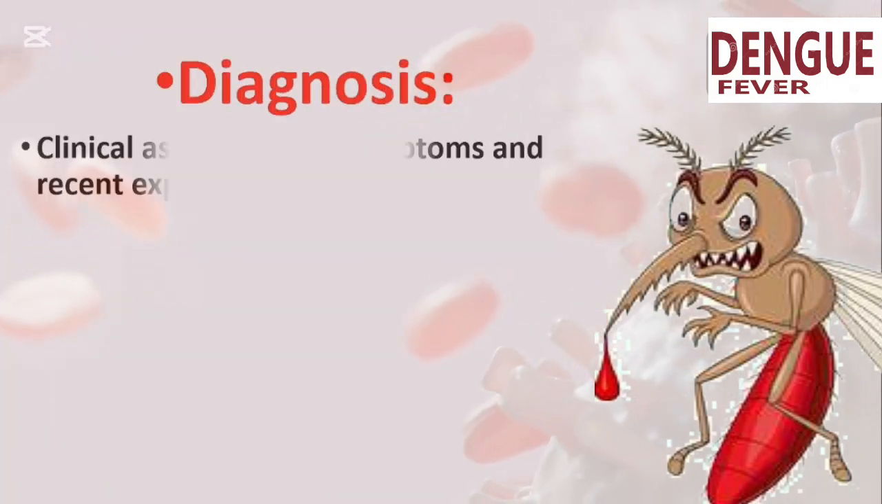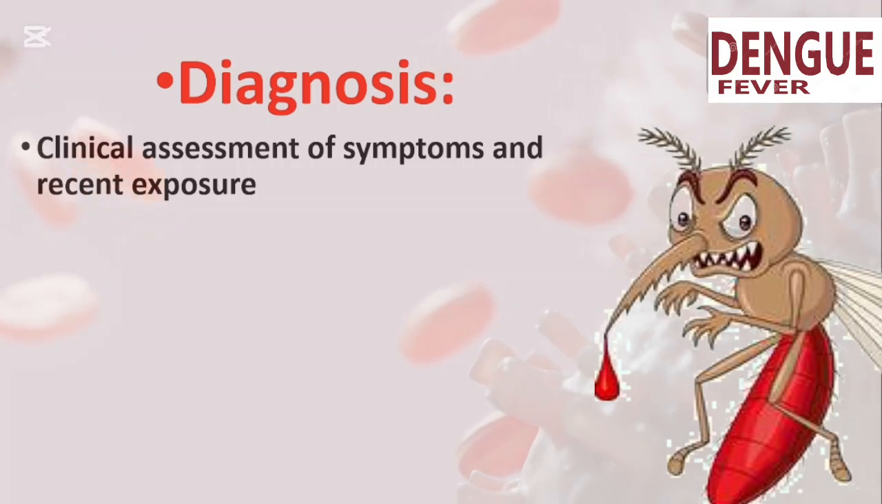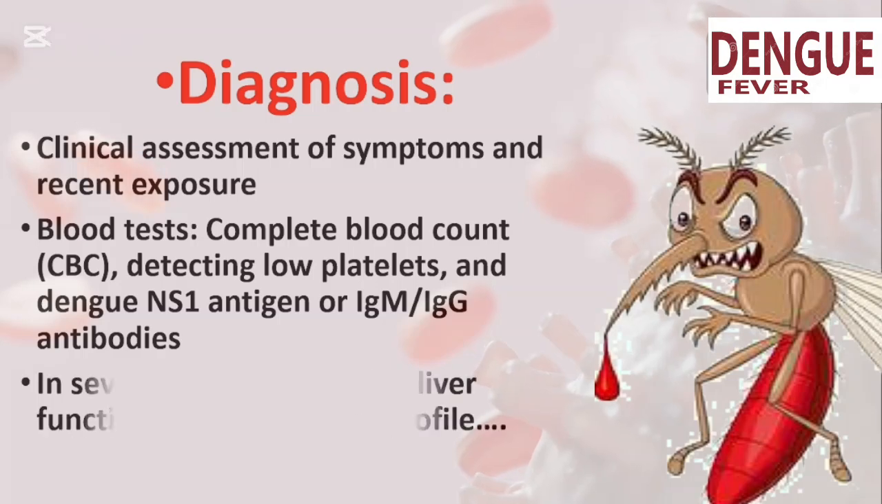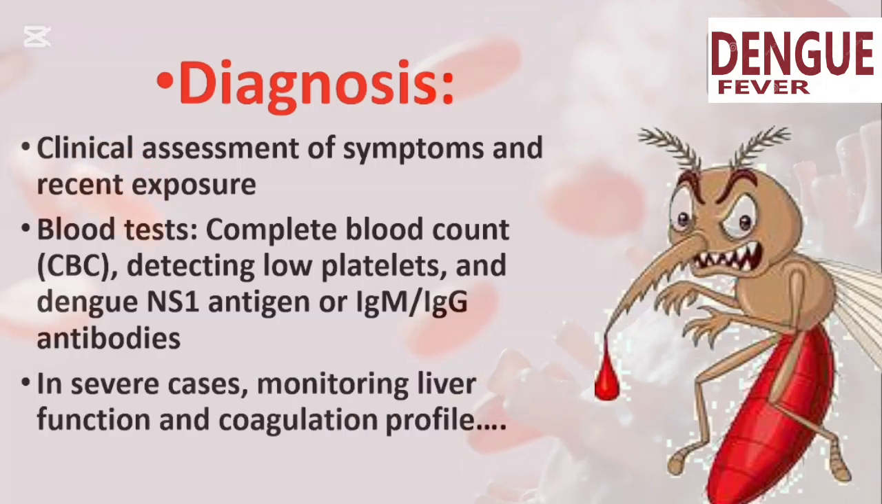Diagnosis: clinical assessment of symptoms and recent exposure. Blood tests: Complete blood count (CBC) detecting low platelets, and dengue NS1 antigen or IgM-IgG antibodies. In severe cases, monitoring liver function and coagulation profile.